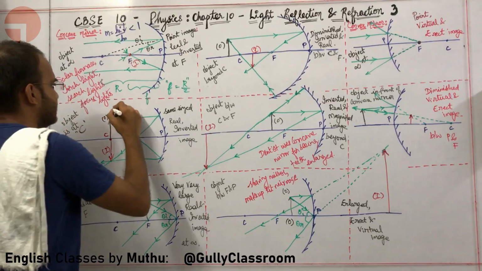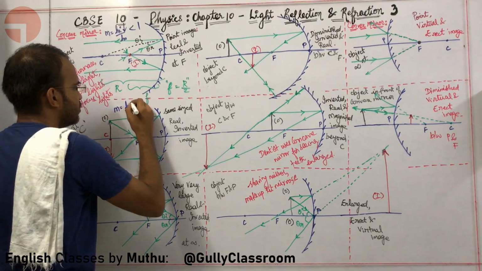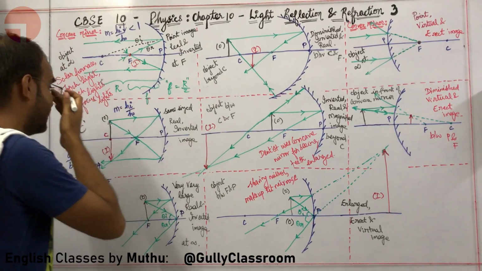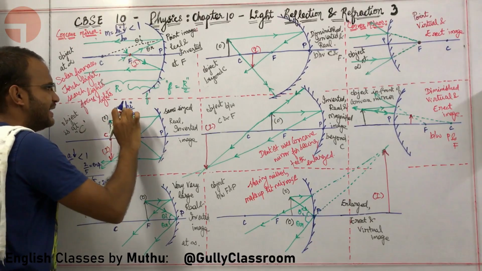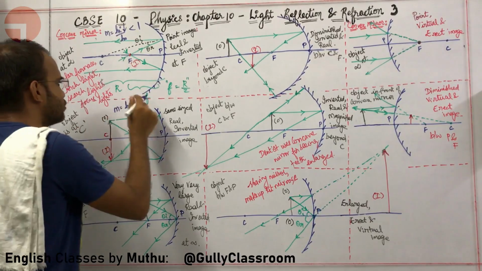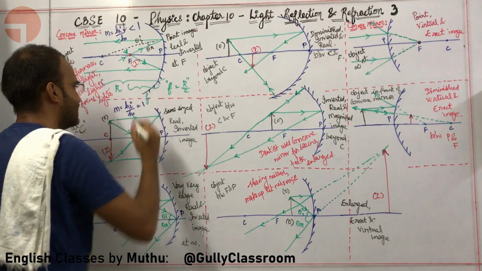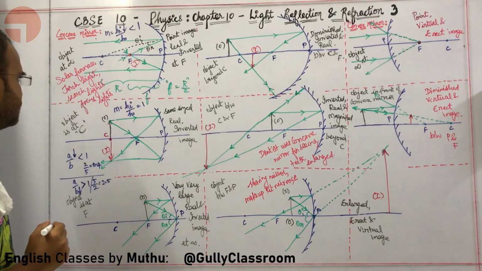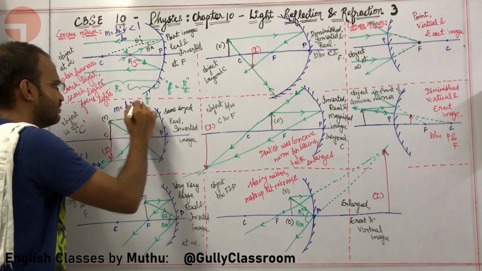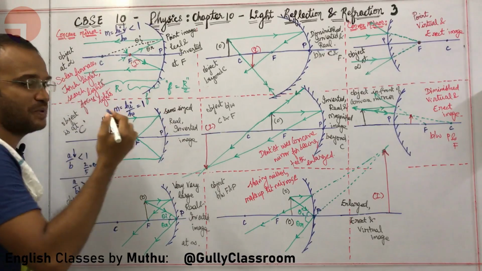What about this condition? Magnification is equal to hi by ho. Here I am getting a same-sized image. hi and ho are the same length, so they will get cancelled with one another. My magnification is simply 1.